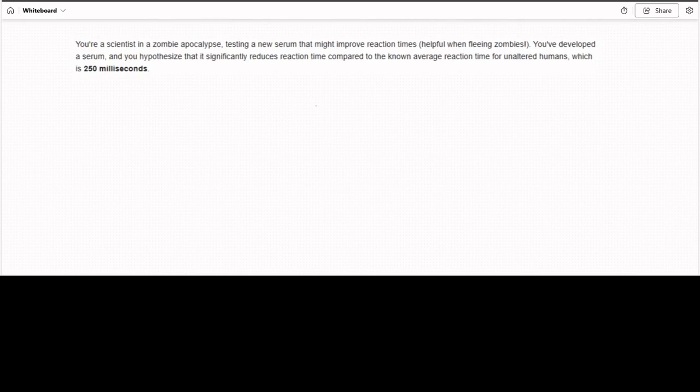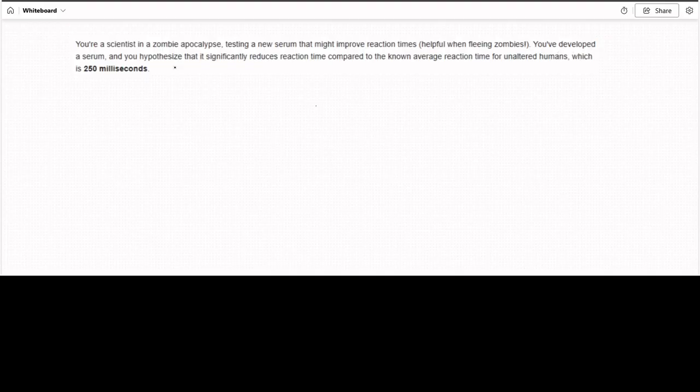So this is our example for a one-tailed hypothesis test when we do not know the population standard deviation. Okay, it's going to make more sense as we go through it. But scenario: you're a scientist in a zombie apocalypse testing a new serum that might improve reaction times, which is very helpful when fleeing zombies. I don't know if you've ever seen those movies, but it's always the slow person that drags us down.